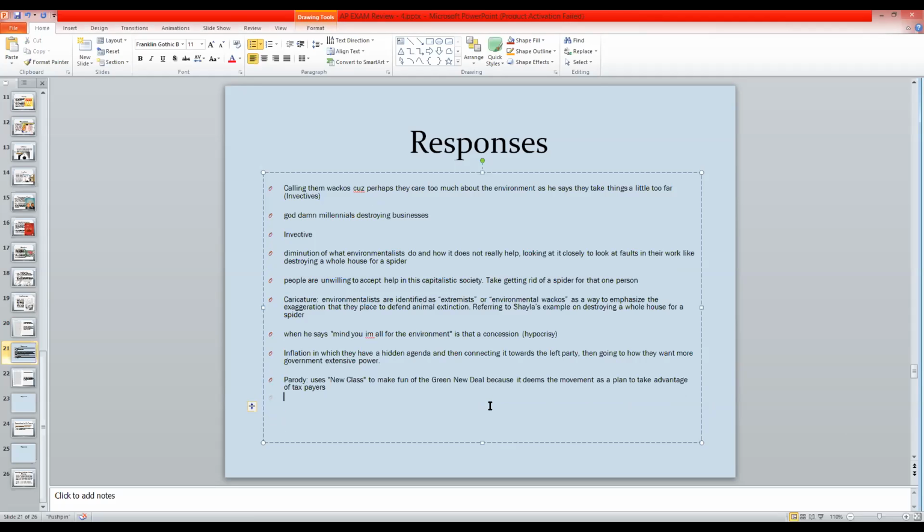Quinn further adds in, Parody uses new class to make fun of the Green New Deal because it deems the movement as a plan to take advantage of taxpayers. This would make sense in modern times, but there have been Green Deals in the past. Otherwise it does apply to this new class who is quote unquote trying to take advantage of taxpayer monies to operate on their own agenda and so forth. Muhammad mentions a lot of logical fallacies and slippery slope, and you can definitely look at those as well because satire is 100% full of them. Any other persons on this one here?